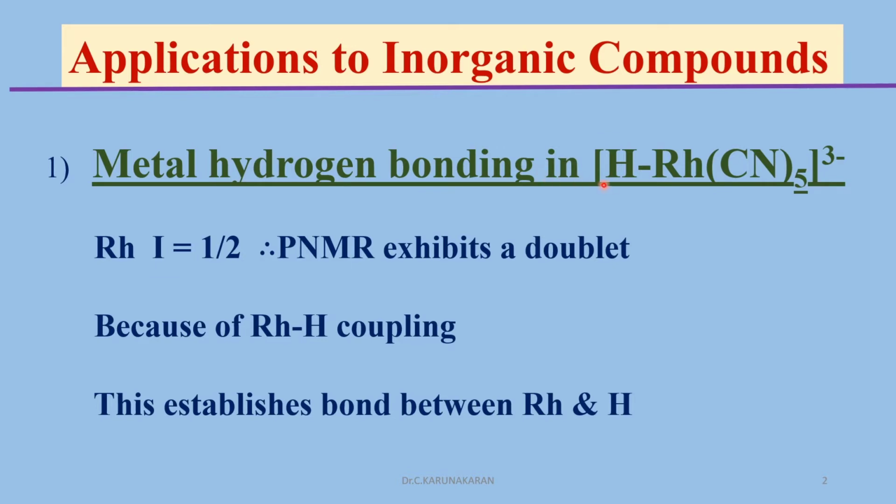Let us see quickly a few applications of NMR to inorganic compounds. One, metal-hydrogen bonding in this complex molecule is established using proton NMR. The nuclear spin quantum number of the rhodium nucleus is 1/2. Therefore, proton NMR gives a doublet because of the direct bond coupling. This establishes a bond between rhodium and hydrogen.